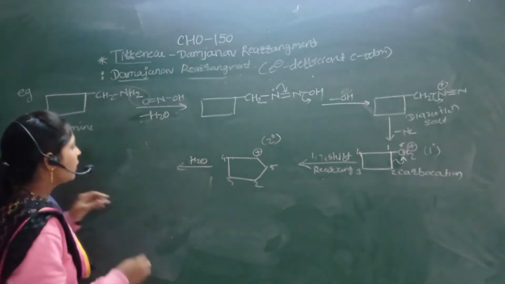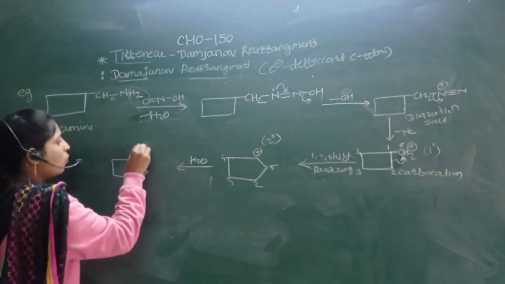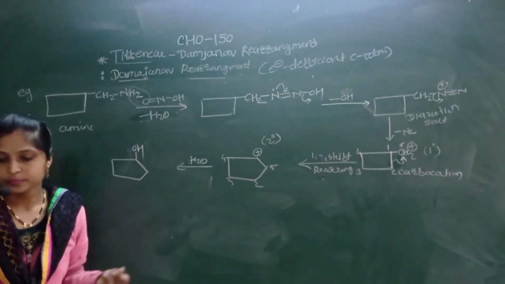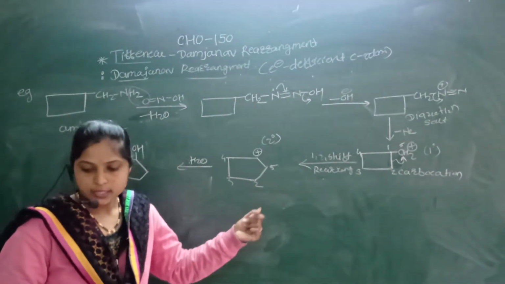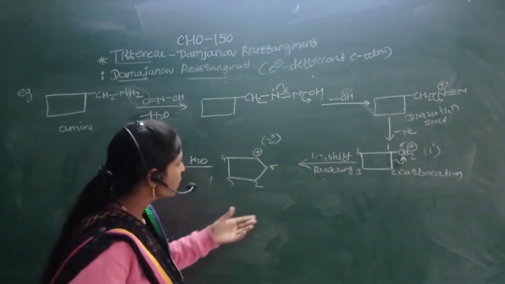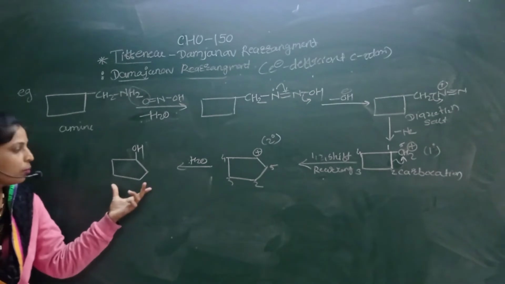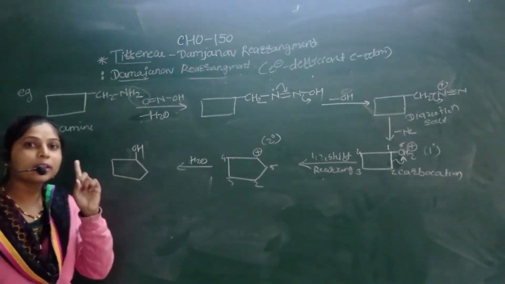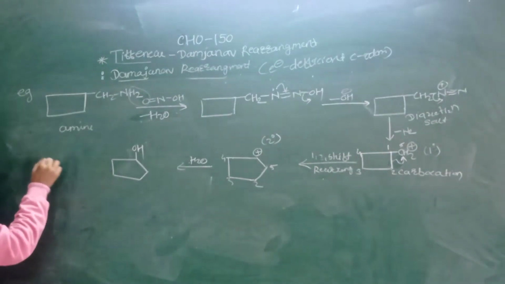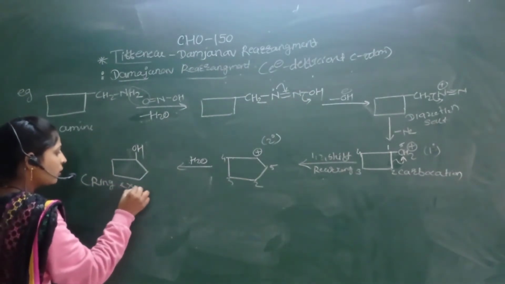So here is the formation of OH, and this is the five-membered ring formation. In this reaction, in the starting compound we have a four-membered ring, and in the final compound we find a five-membered ring. This is an example of ring expansion.